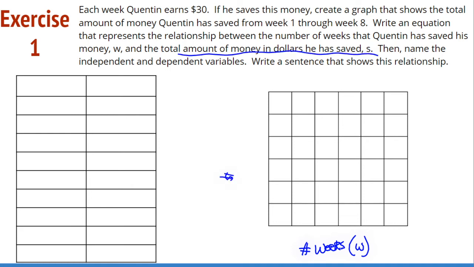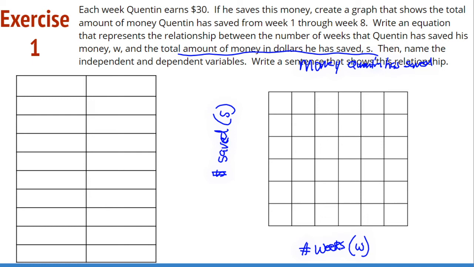So dollars, writing sideways is not so easy, dollars saved. And that's supposed to be S. Okay. Money Quentin has saved. Okay, so I've labeled my x-axis, I've labeled my y-axis, I've labeled my graph.